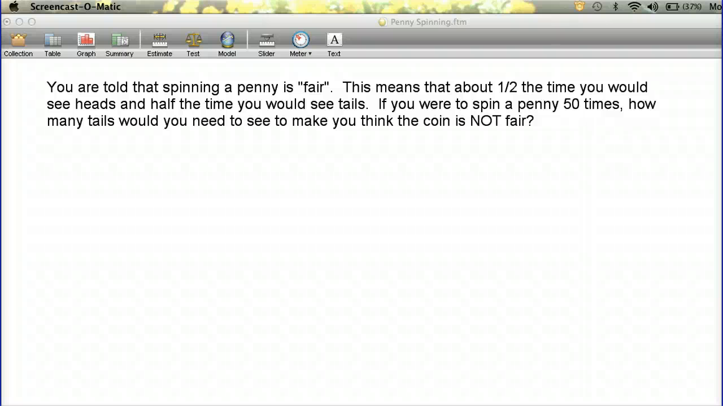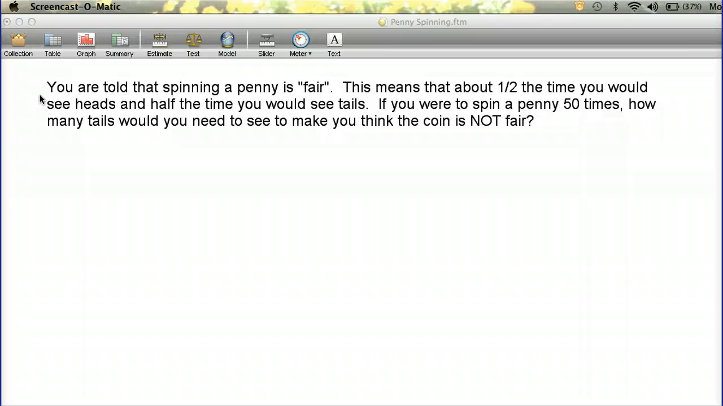So for homework, you were to spin a penny 50 times and see how many times it came up tails. We're going to use Fathom to simulate this because obviously we wouldn't want to keep spinning pennies forever and ever. Obviously, if a penny is fair, about half the time we would see heads and half the time we'd see tails when we spin it.